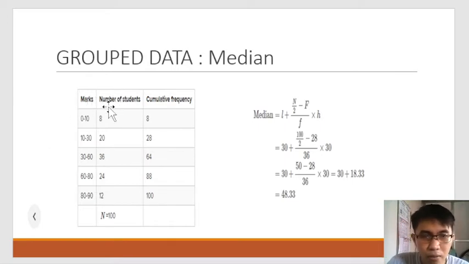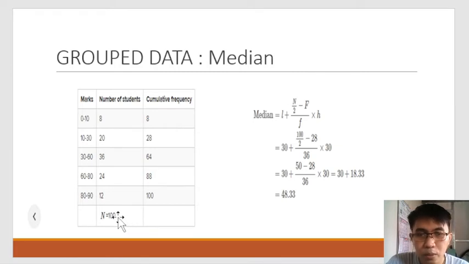So, meron po halimbawa, ito po yung mark nila o yung grade 0 to 10, 10 to 30, 30 to 60, 60 to 80, and then 80 to 90. So, meron number of students. So, this is your frequency. So, ito yung number of students na nakakuha ng ganong score. So, ayan po. Okay. So, what is ang total po ng ating frequency is 8 plus 20 plus 36 plus 24 plus 12 is 100. So, yun po yung N natin. The number of, yung frequency o yung number of respondents or students na nandito sa problem.